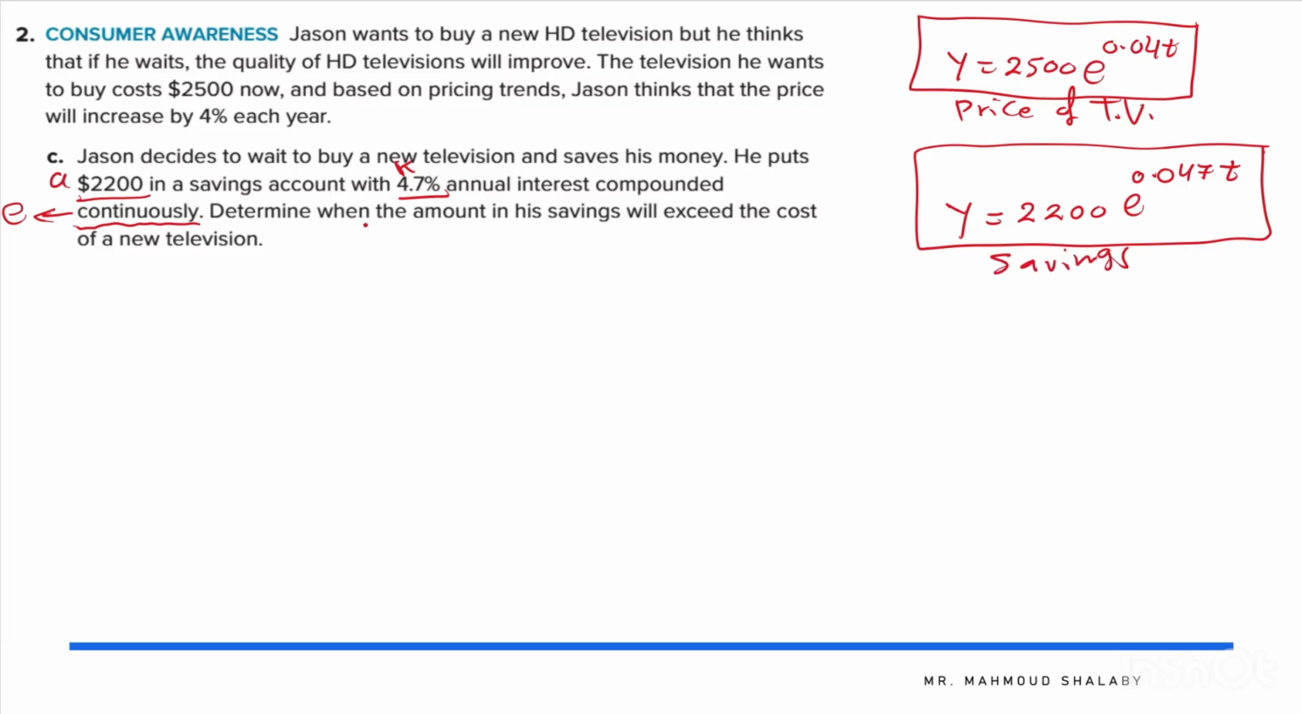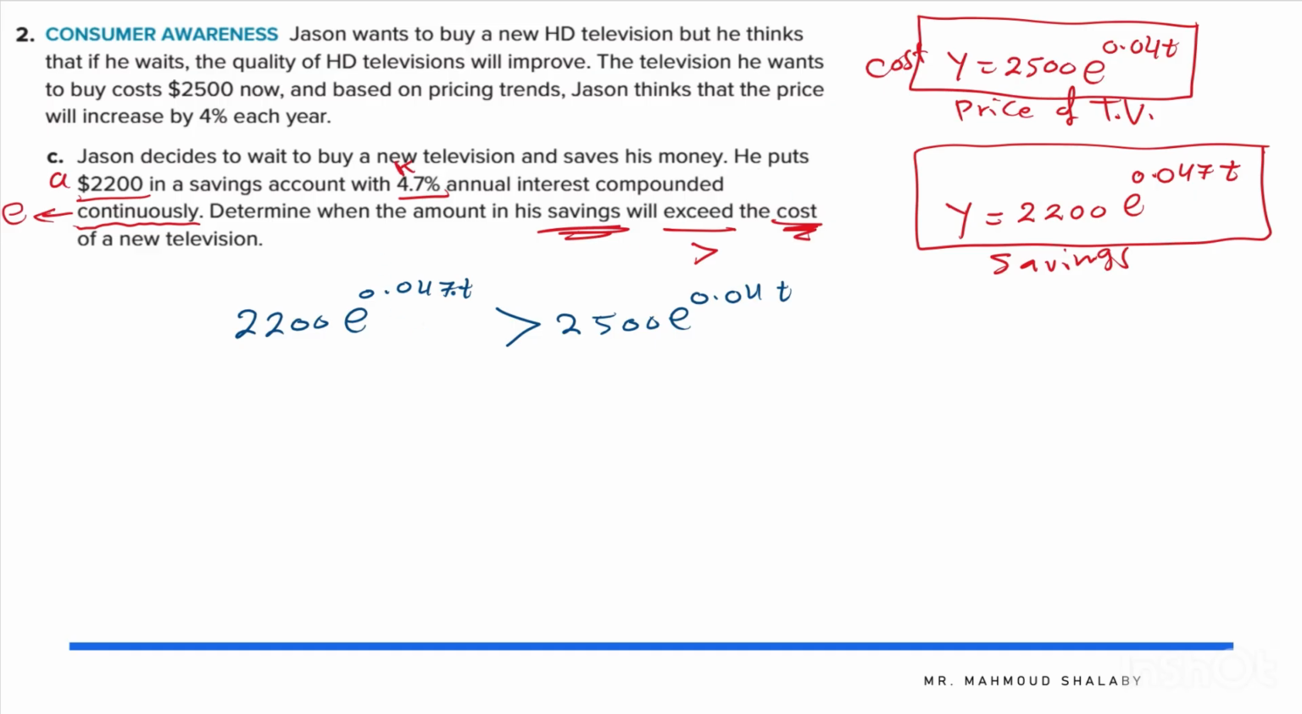Now he wants to determine when the amount of his savings will exceed, meaning be greater than, the cost. This is the cost, this is the savings. I want this to be greater than this. Now we will form the inequality. So it will be 2,200 e to the power of 0.047t greater than 2,500 e to the power of 0.04t. I want to solve it for t to know after how many years the savings will exceed the cost of the TV, so he can buy it from the savings account.